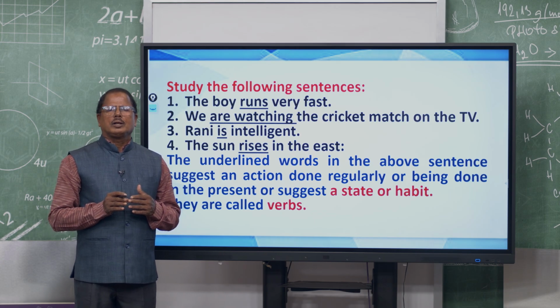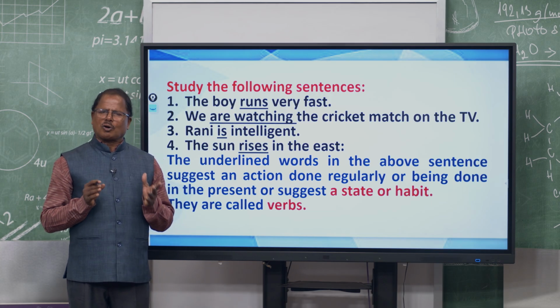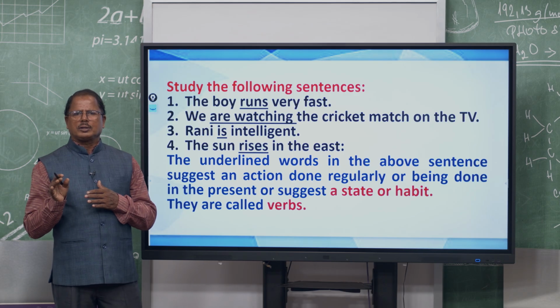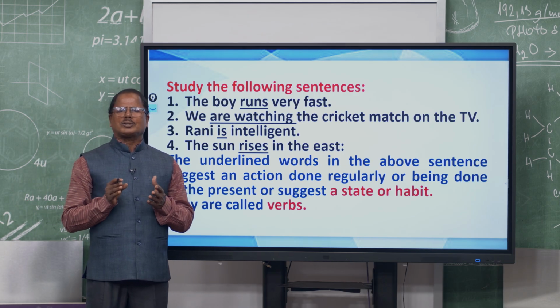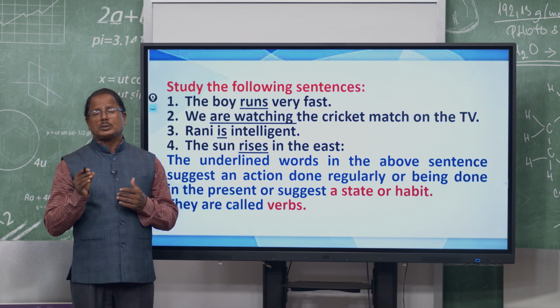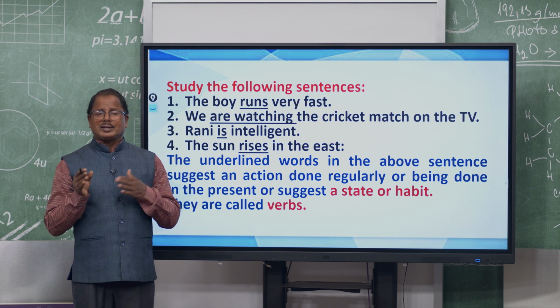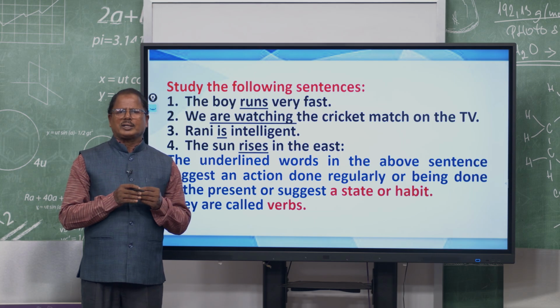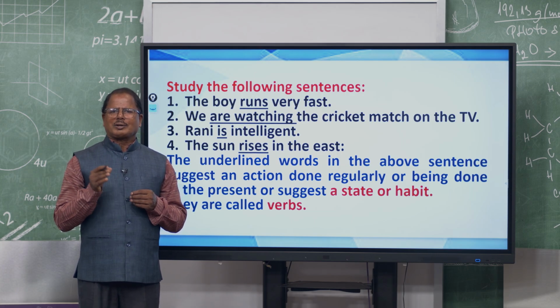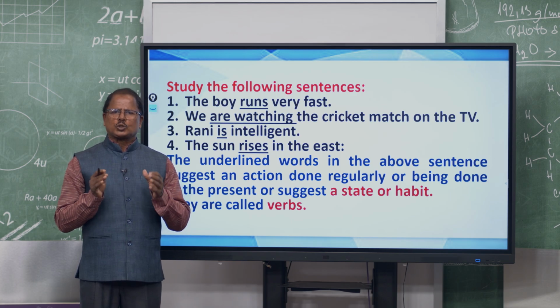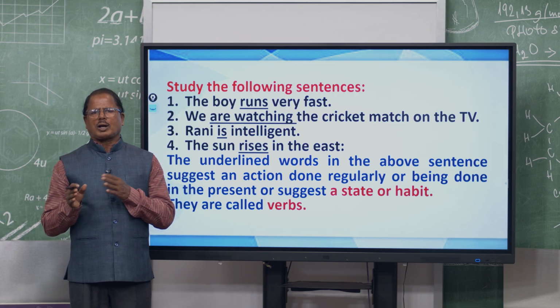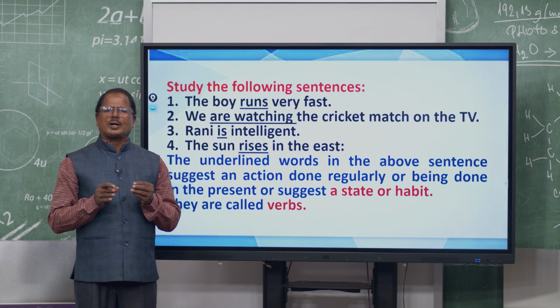Suppose I say the boy runs very fast, run is a word which talks about the action, running action, right. We are watching, watch is the verb, watch is the word that talks about an action. Rani is intelligent, is is the word which talks about the state of Rani. The sun rises in the east, the rising action is going on, the sun rises. So, some words talk about the action, some suggest the state or habit, and all these words are called verbs.